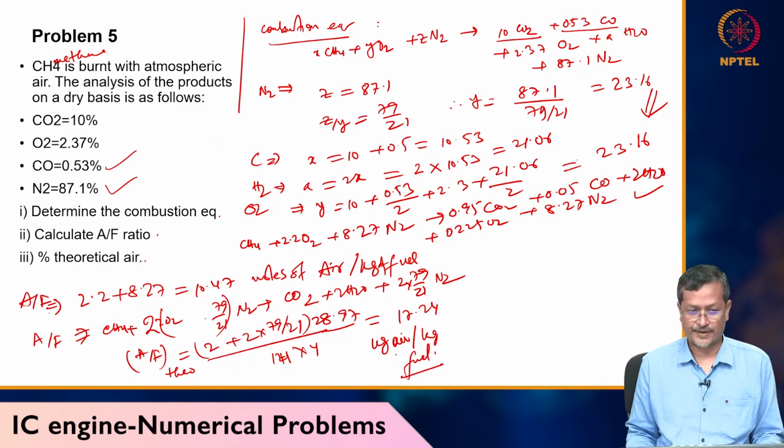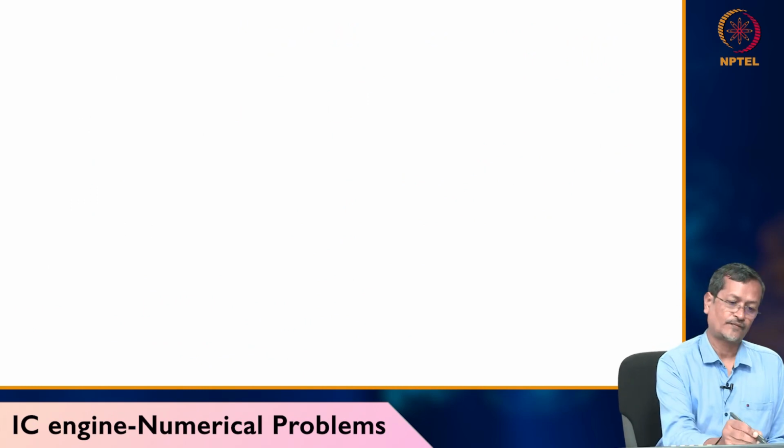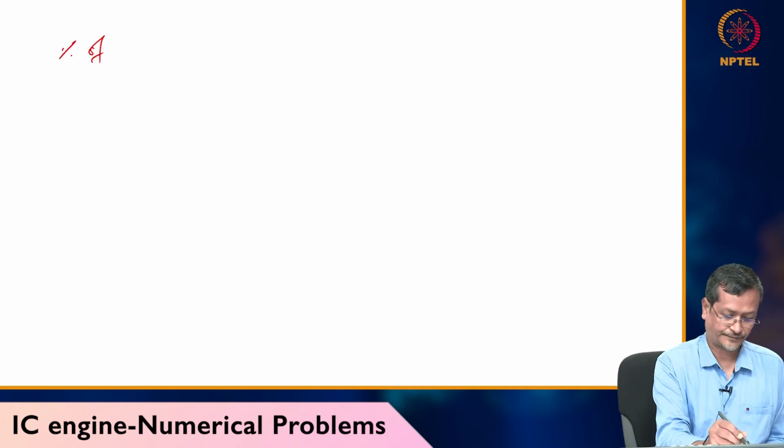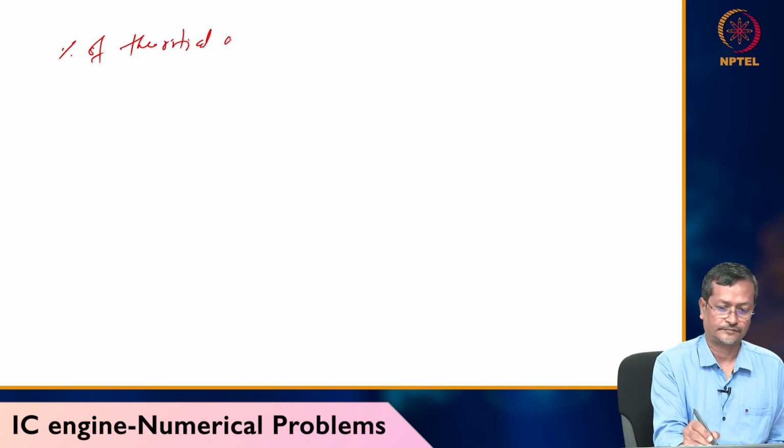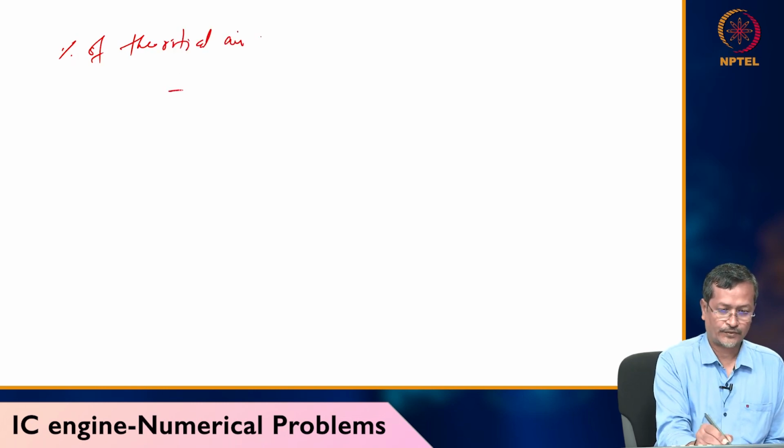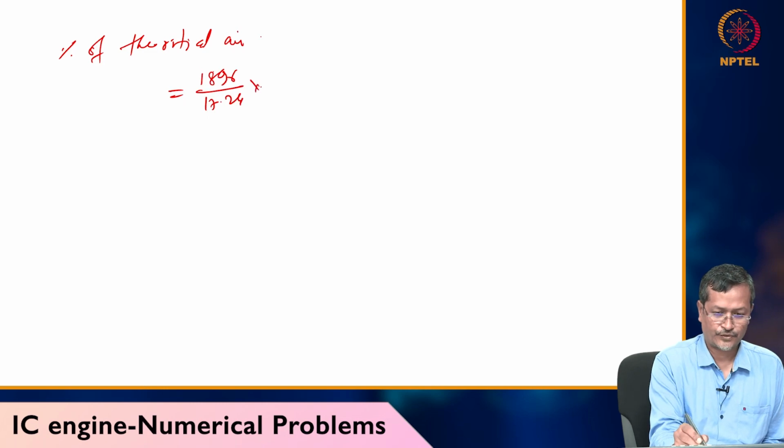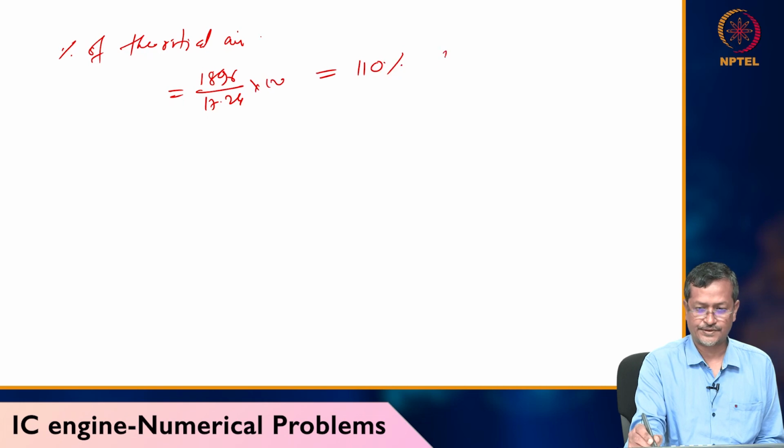Now, the percentage of theoretical air equals 1896 divided by 1724 into 100, which equals 110%. So this is your answer.